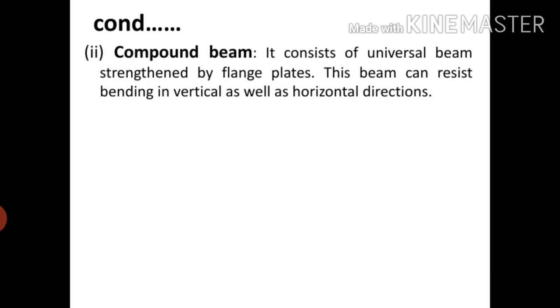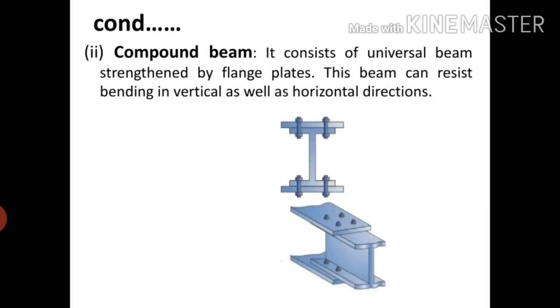The next is compound beams. So what are compound beams? It consists of a universal beam strengthened by flange plates. This beam can resist bending in vertical as well as horizontal directions. So compound beams are nothing but, if the I section alone is not sufficient to carry the loads, then the flanges of the I sections are provided with cover plates on both sides, and hence it is able to carry higher loads.